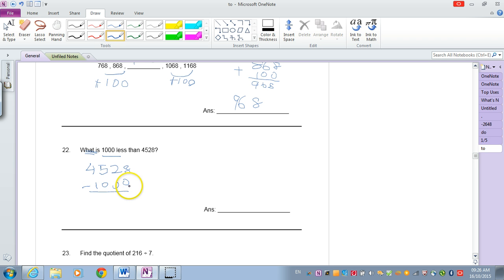Okay, so we have 8 ones minus 0 ones, so we have 8. 2 tens minus 0 tens, we have 2. And 500 minus 0 hundreds, we have 500. And 4000 minus 1000, we have 3000. So the answer will be 3528.